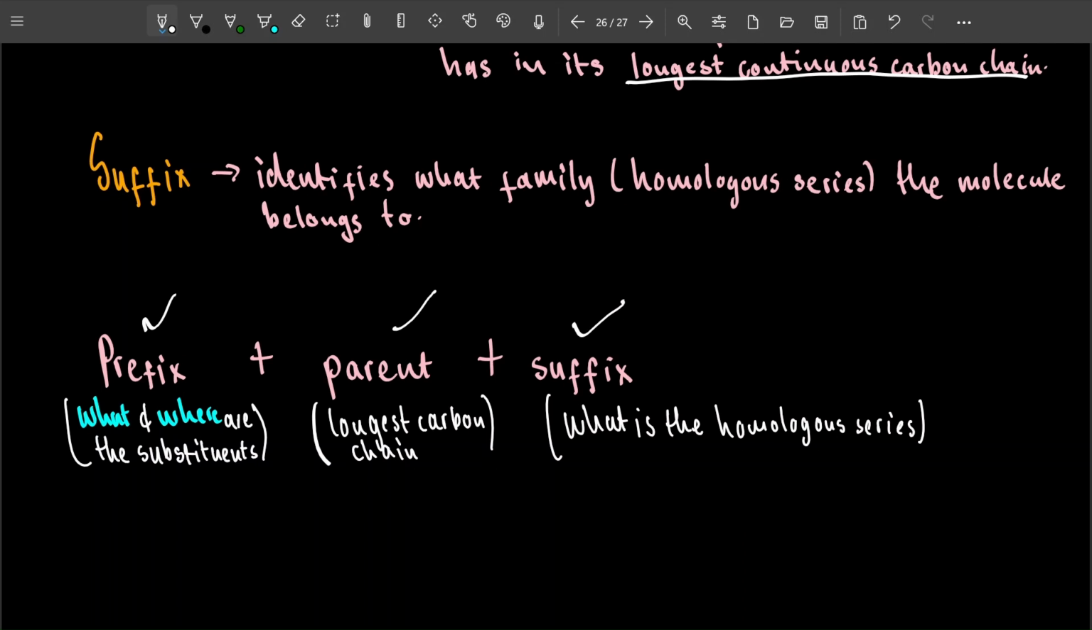Then what is the last part? The suffix. Where does it come from? Your family. Which family are you from? And how do we know? Look at the functional group.